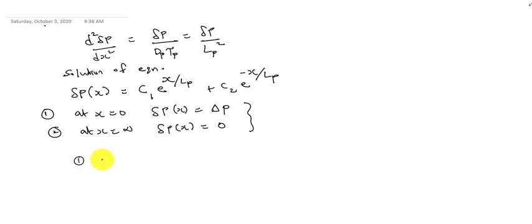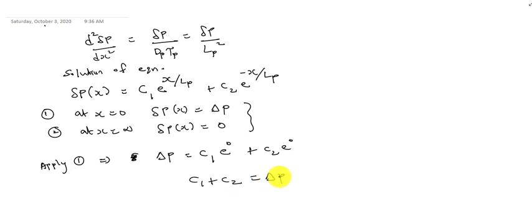Applying the first boundary condition, delta p of x, whose value is delta p, equals C1 into e raised to 0 plus C2 into e raised to 0. So C1 plus C2 equals delta p. From the first boundary condition, we can write C1 plus C2 is equal to delta p.